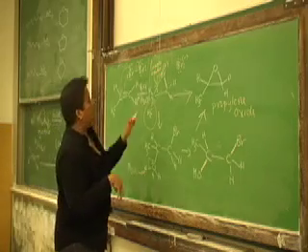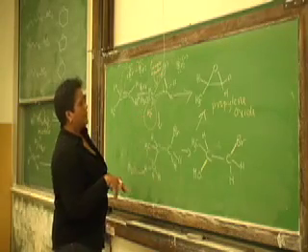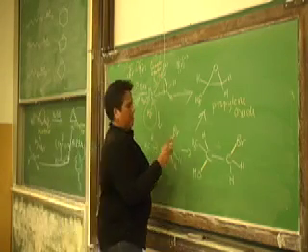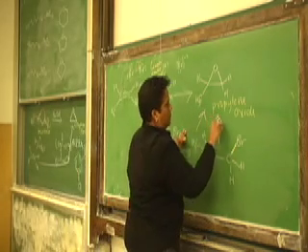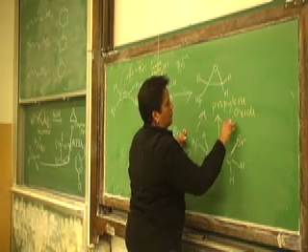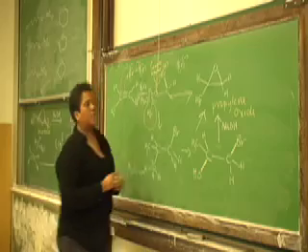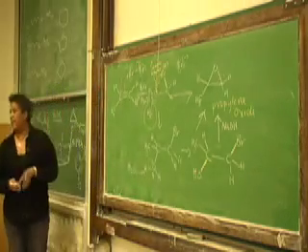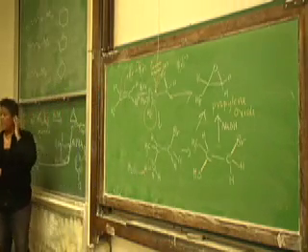So then once you form your halohydrin, you just need to treat that with sodium hydroxide in order to make your epoxide.